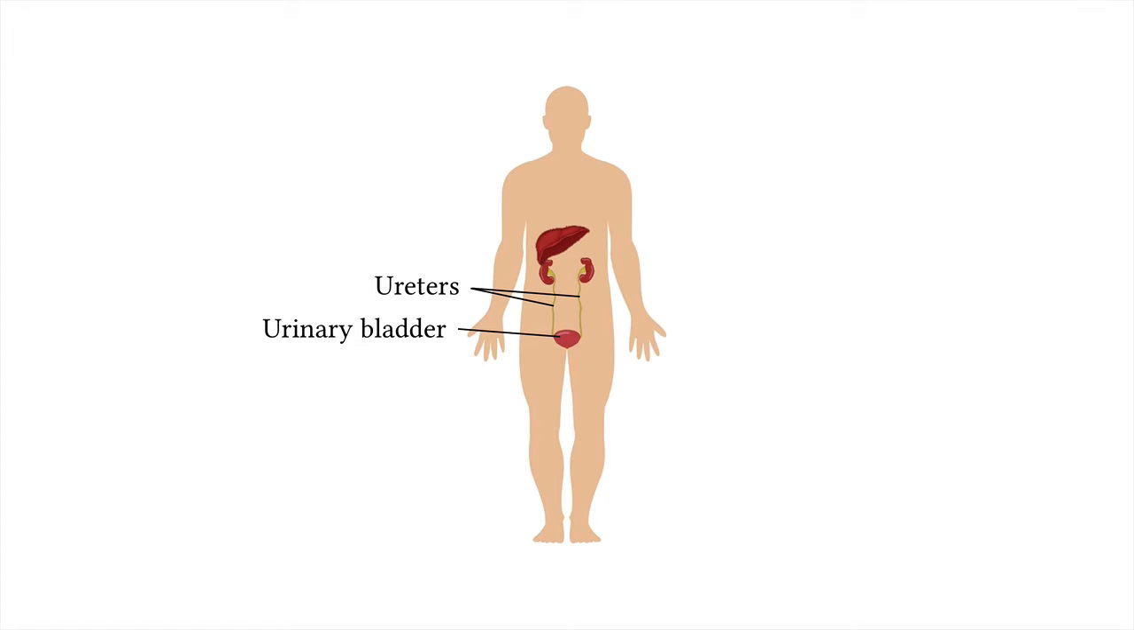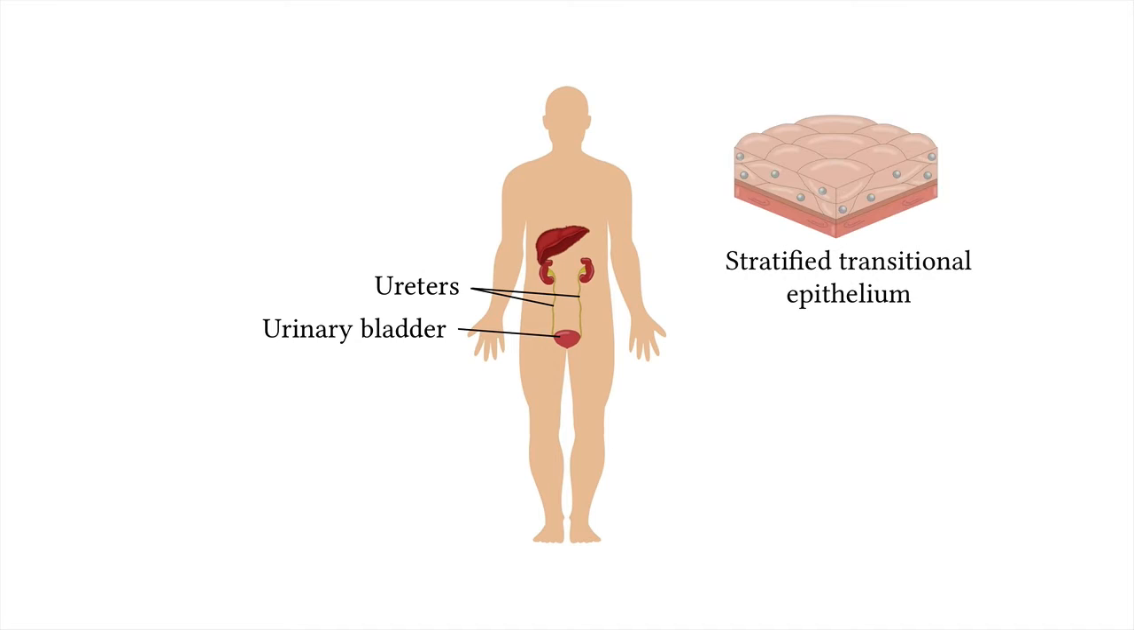As more and more urine enters the urinary bladder, it will stretch because it's made up of smooth muscle. This muscle is lined with stretchy stratified transitional epithelium. When it is time to expel the urine, it leaves via the urethra, which leads to the outside of the body. Let's take a better look at the location of the kidneys in the body.